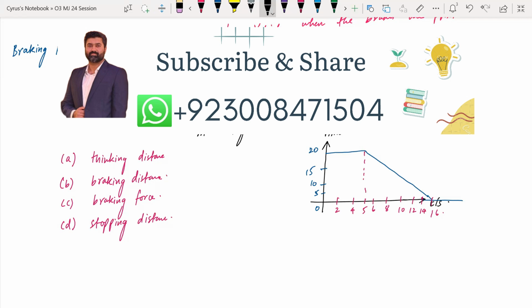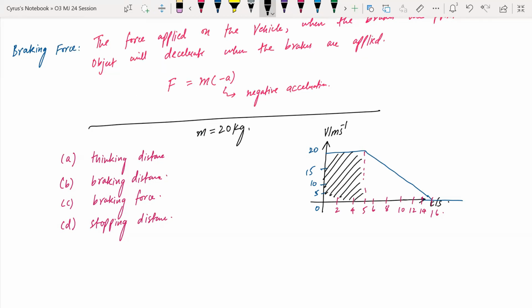Your thinking distance is this. You can find the thinking distance by the formula, this area, that is length into width. So we have the length here, 5, and the width is 20. So this is going to be 100 meters, right?